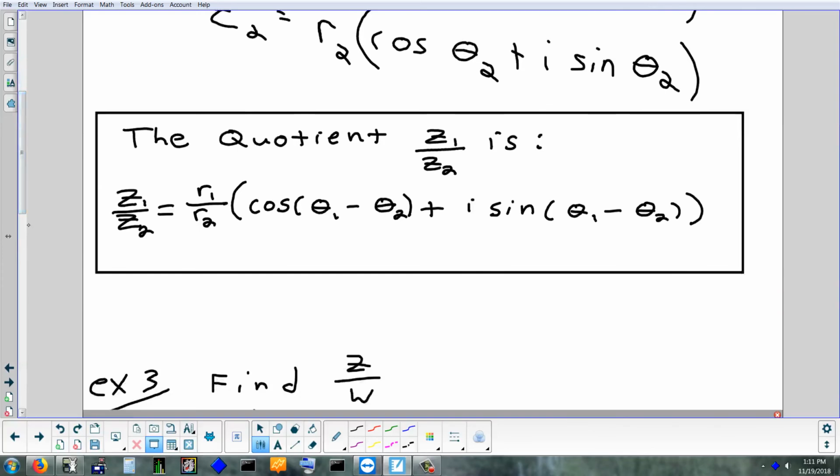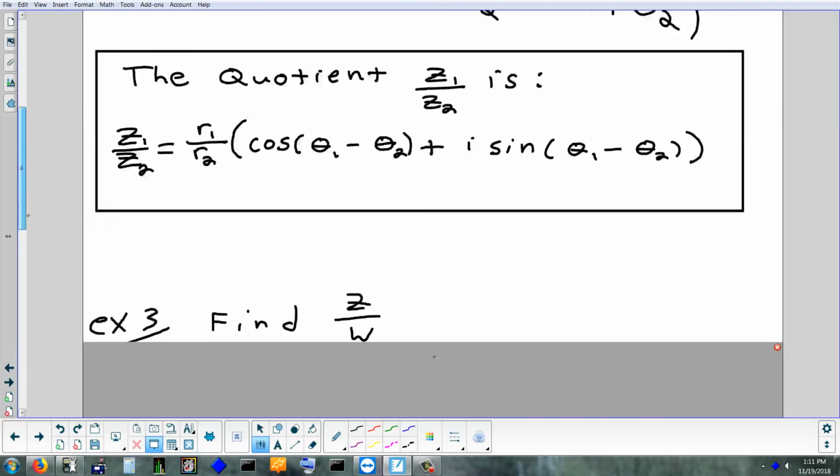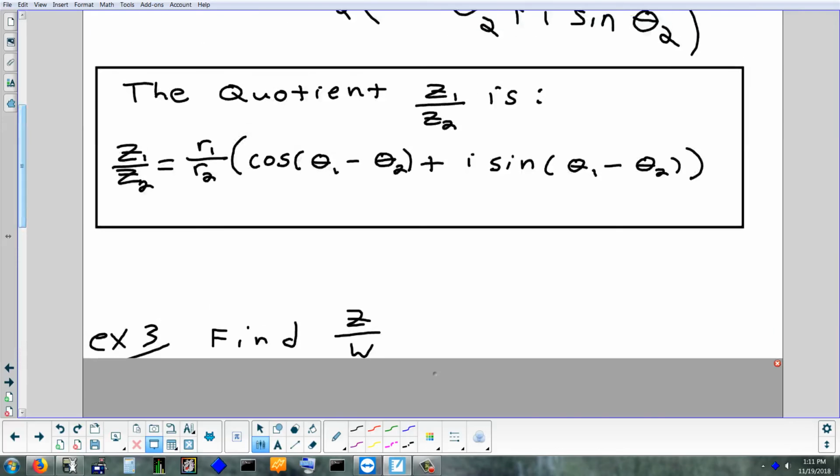Okay, so let's see, we get z divided by w. Now, because it's subtracting the angles, does the order make a difference when you subtract? What do you think, Shelby? Yes. So we just want to make sure that it's theta 1 minus theta 2. Theta 1 is the one that was in the top. Theta 2 is the one that was in the bottom.